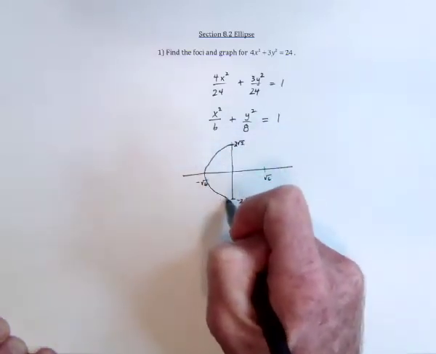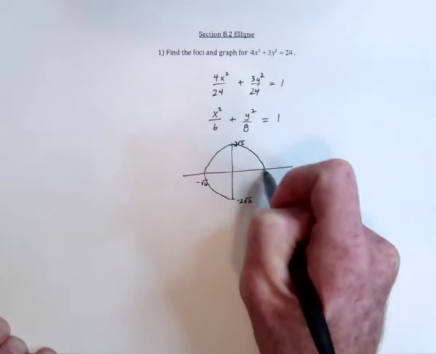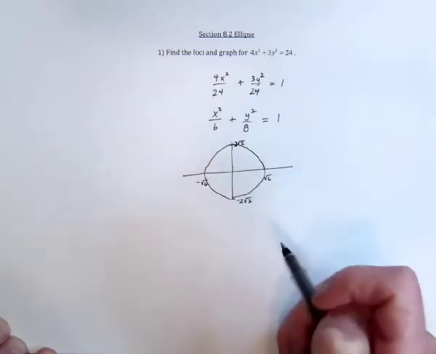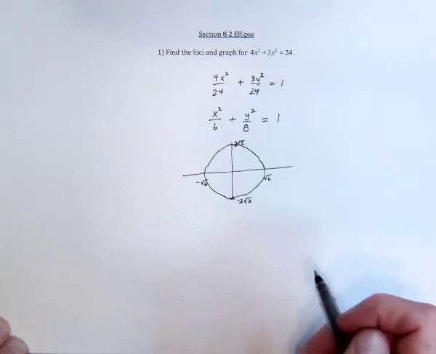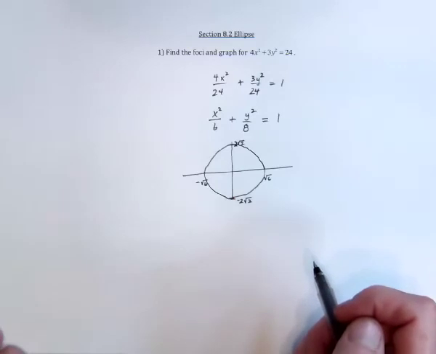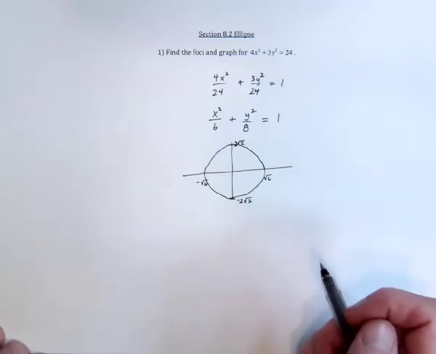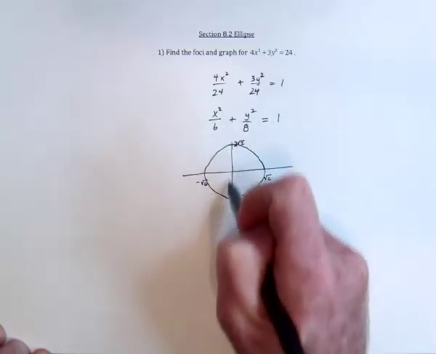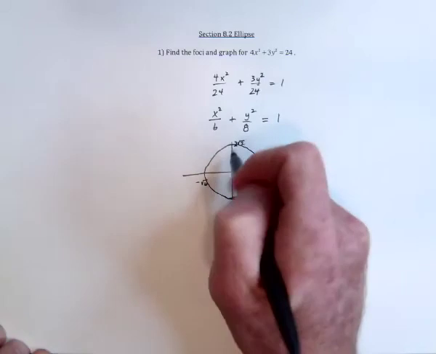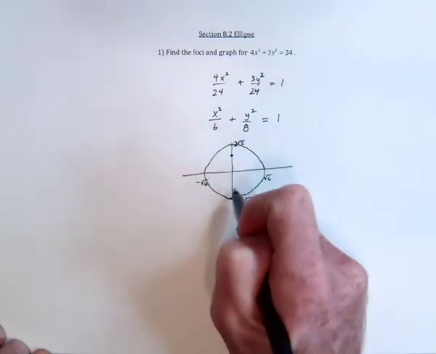And then make the ellipse. Since the 6 and the 8 are close to each other, it looks to be close to a circle, but not quite. Alright, we've got the graph part. Now find the focus points. So this is the longer axis, or the major axis, so the focus points are on that.